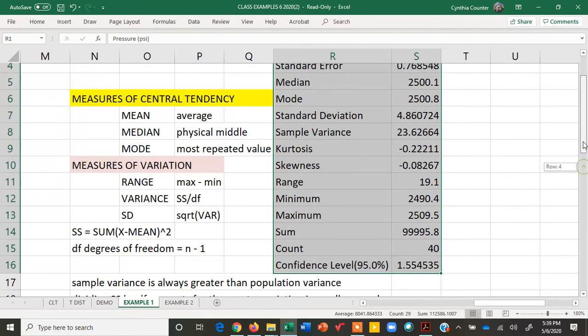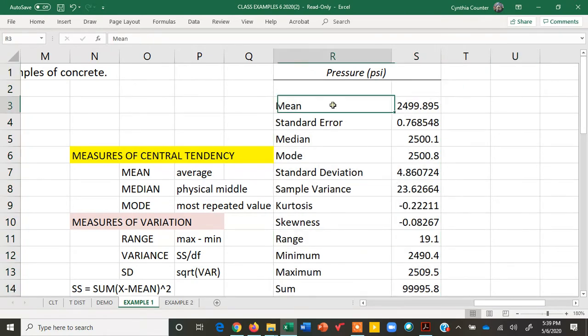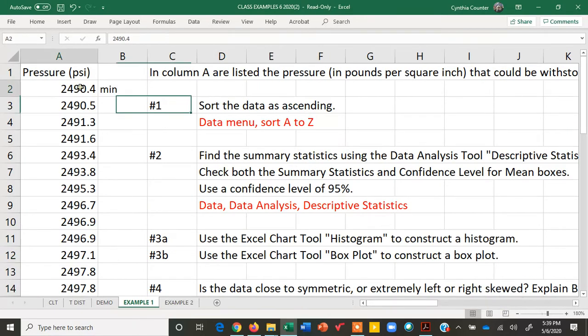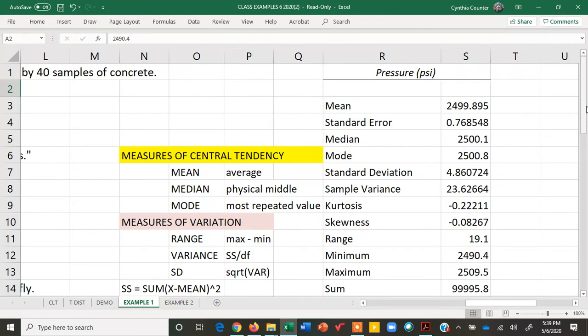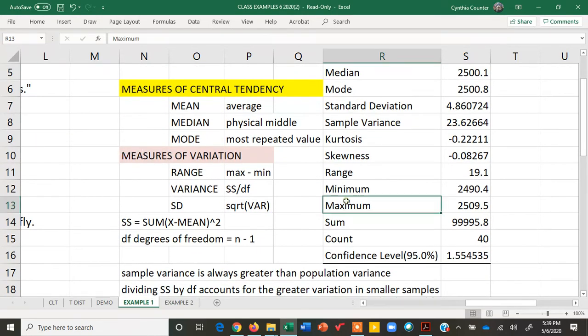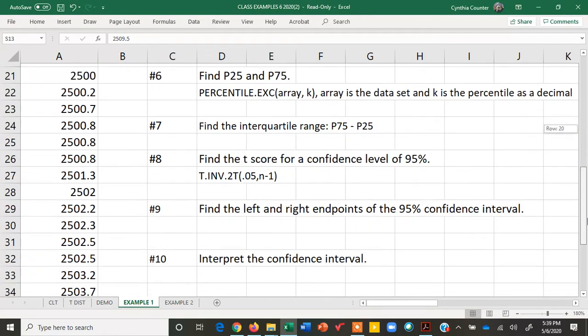Now it's closer to the things I want to talk about as far as the descriptions I've written here for you. So we get a lot of output. We have the mean, something called the standard error, median, mode, standard deviation, sample variance, kurtosis, skewness, range, minimum value. Remember, we had already seen that and pointed out the 2490.4 when we put it in order. We also see the maximum value, 2509.5, which we also saw when we put it in order.